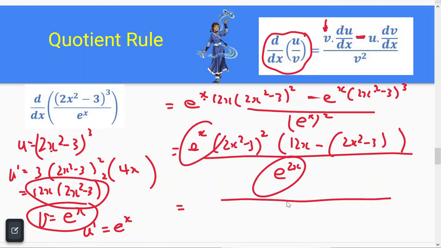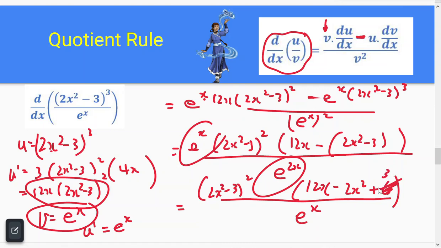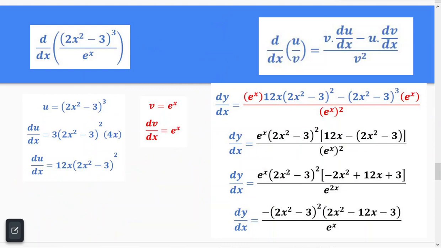This will simplify to this to leave e to the x. I will have 2x squared minus 3 to the power of 2, and this will be 12x minus 2x squared plus 6. And that's not 6, that's 3. And that's going to be my final answer. And that's that worked out.